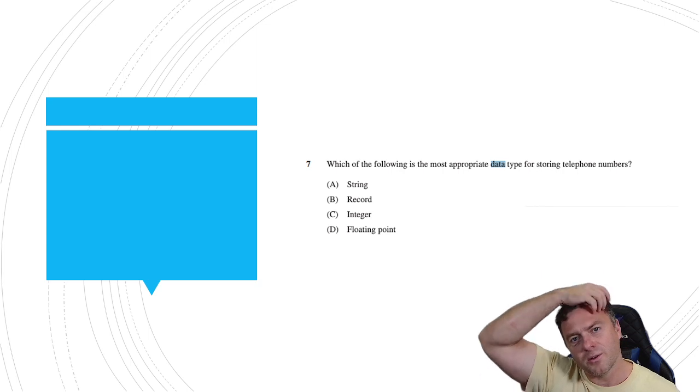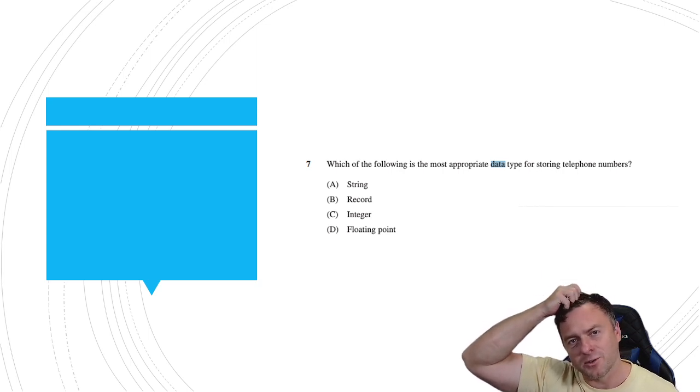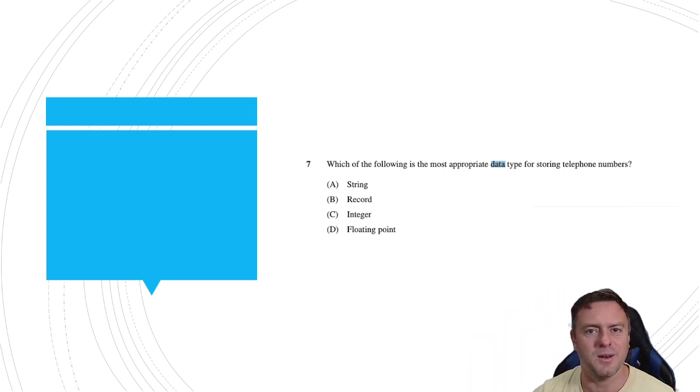Which of the following is the most appropriate data type for storing telephone numbers? Just pause the video and have a think. Awesome. A common mistake is people will say integers, but then they don't consider that you might use brackets, or you might have the plus symbol at the start. So you actually need to answer that as A. It's one of those trickier questions.